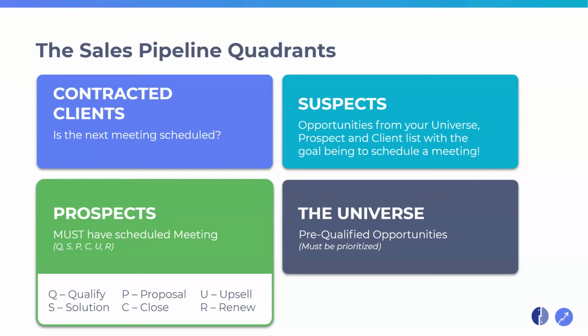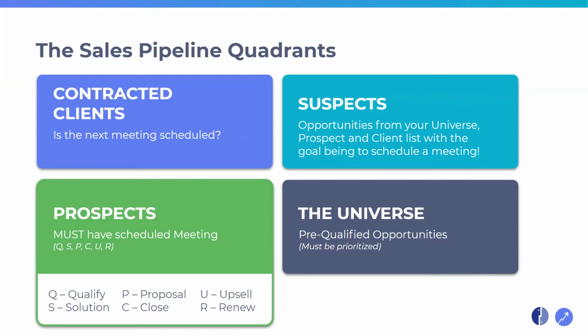Now, of course, in this virtual world, it's Zoom meetings, it's Hangouts, it's Meet, it's all that, but they're giving you their time. So again, a suspect is somebody you've promoted up from your universe, and the only thing you're doing is starting your outreach cadence and trying to score a meeting.